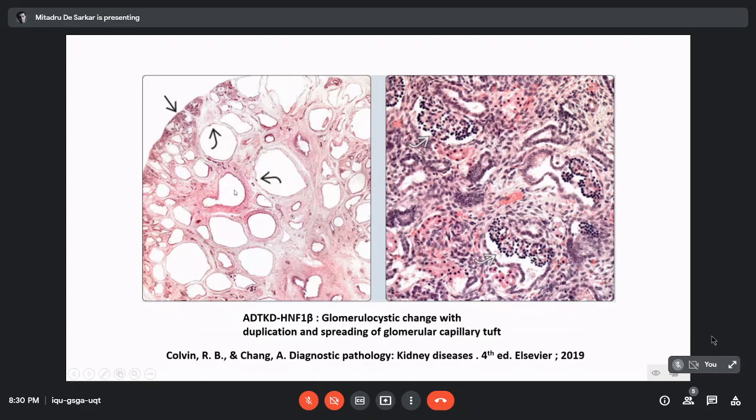That is a kind of a secondary glomerulocystic change. This particular slide has already been seen. So this is a case of ADTKD where because of the HNF1 beta mutation, you have a primary glomerulocystic change happening. This is accompanied by some other glomerular changes where we see that the capillary, instead of forming a small polar loop, is spreading out along the entire course of the glomerulus. So this is known as the duplication and spreading of the glomerular capillary tuft.